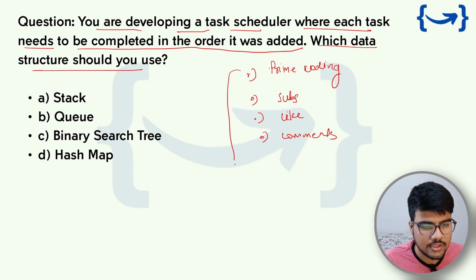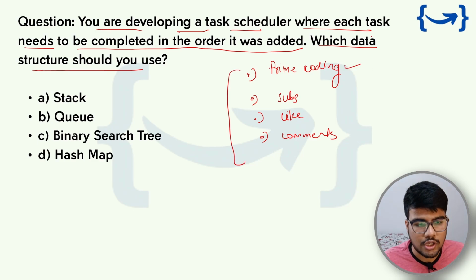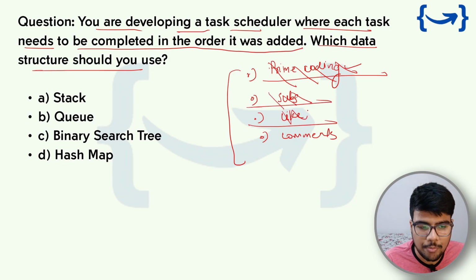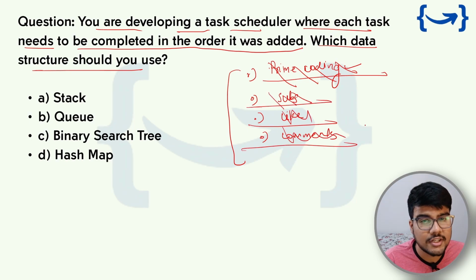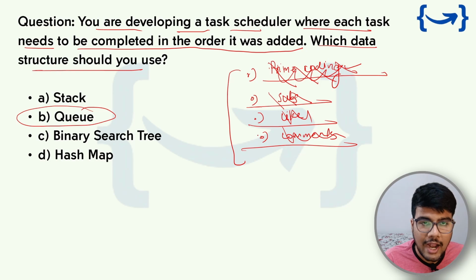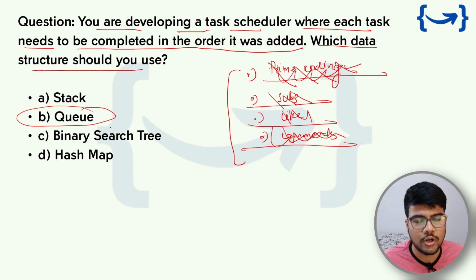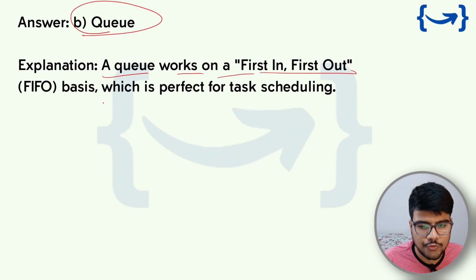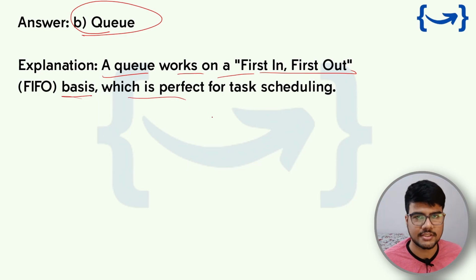So this is a sequence, and you need to follow the first sequence. If you did this task, then remove it, pop it, then subscribe, then pop it, then like, then pop it, then comment, then pop it. So what is the intuition? Don't you think you are making use of a queue? Because you are popping from the front and adding at the rear end, you end up using the queue data structure. So yes, queue is the right data structure. A queue works on a first in, first out (FIFO) basis, which is perfect for task scheduling.